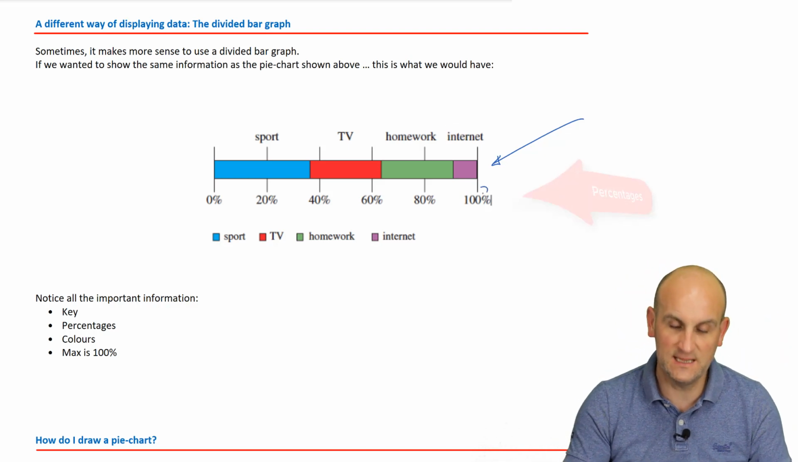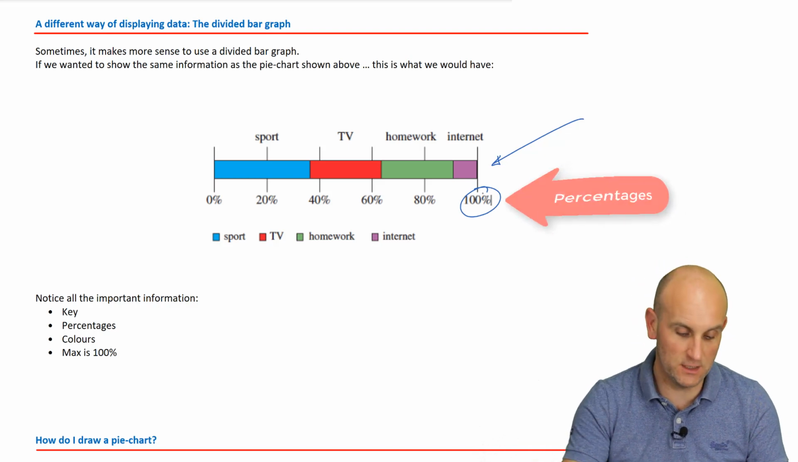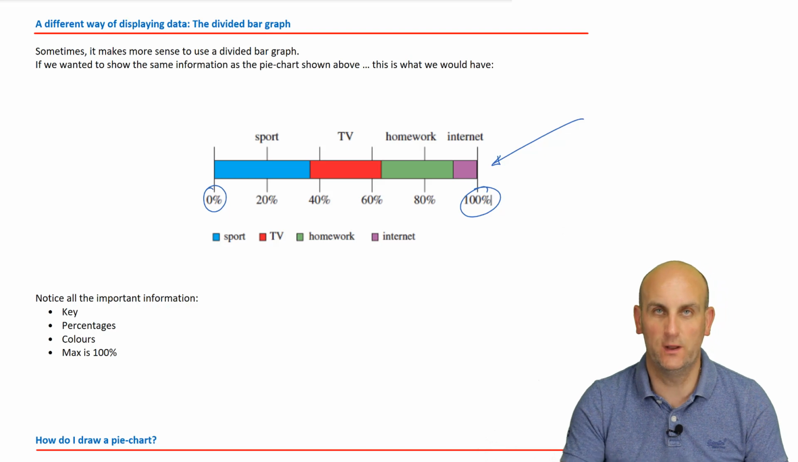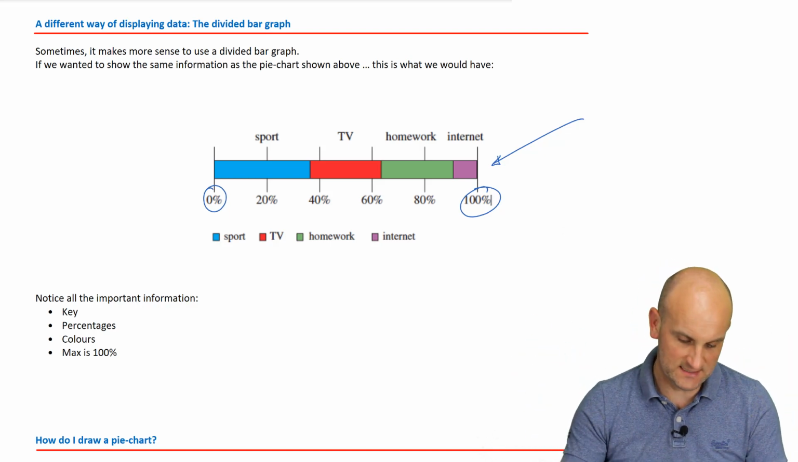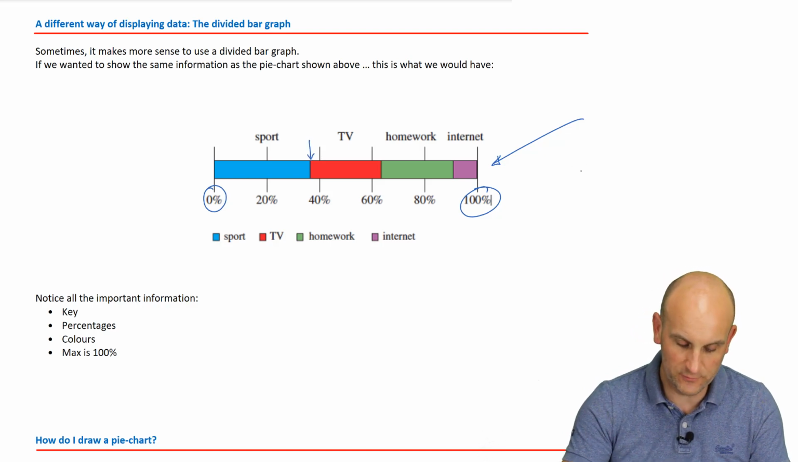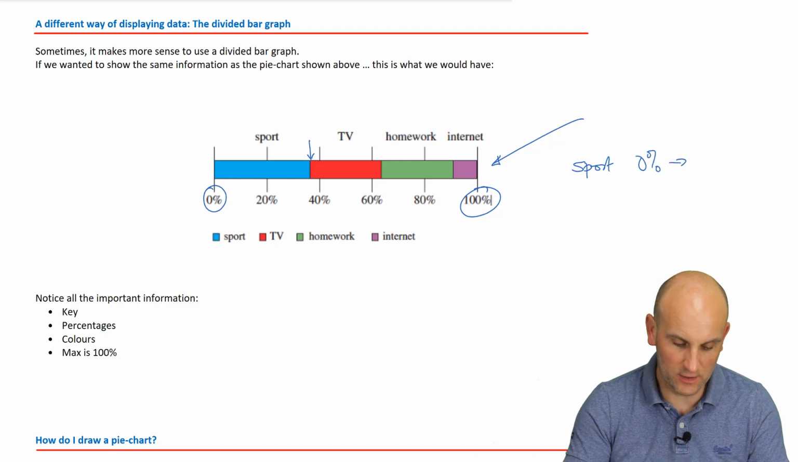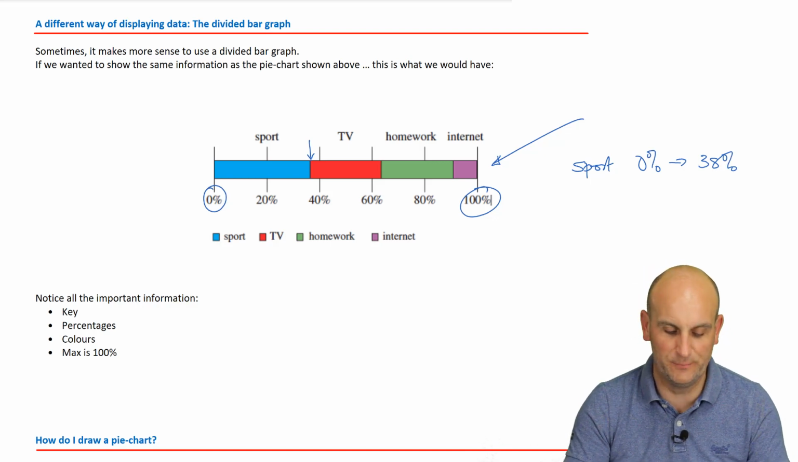Yep, percentages. Now percentages, again, really, really important, and you'll notice it goes from 0 to 100%. We can't have more than 100%, it doesn't make any sense. And then what we can see is, if we look at sport, it starts at 0% and goes to what? So we say roughly 38%? Well, there we go. So we now know that 38% of people do sport.